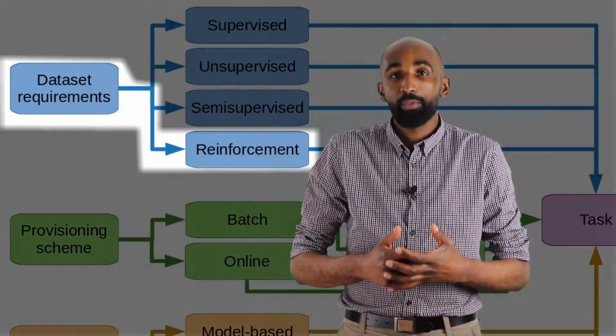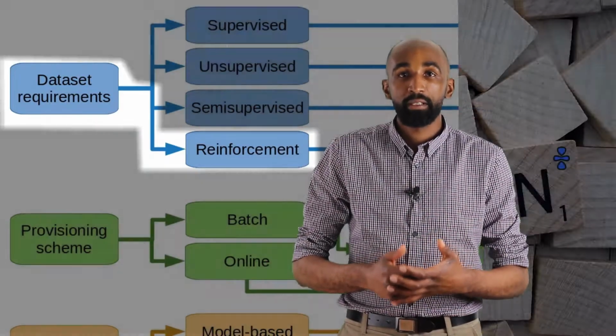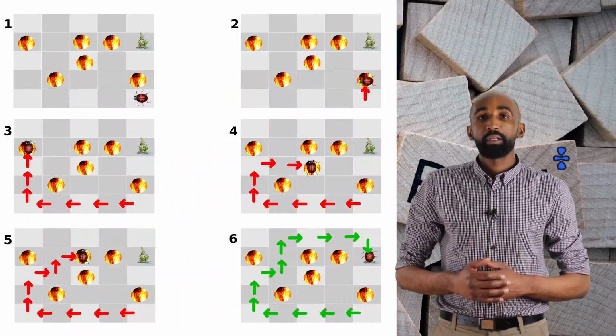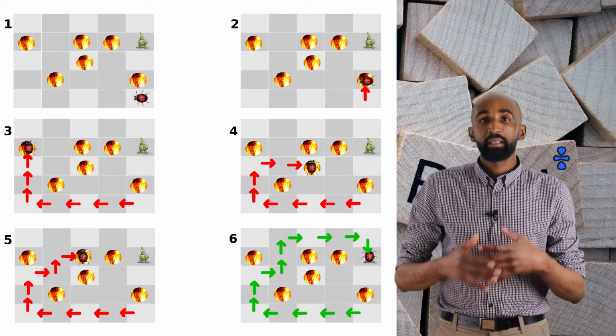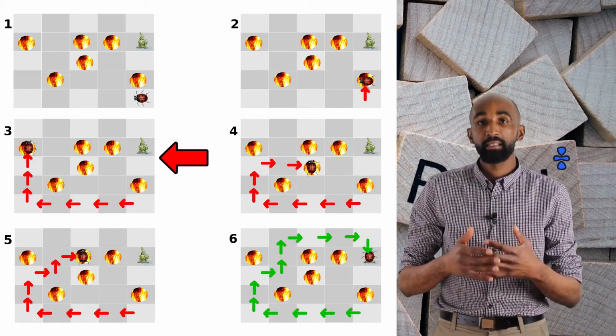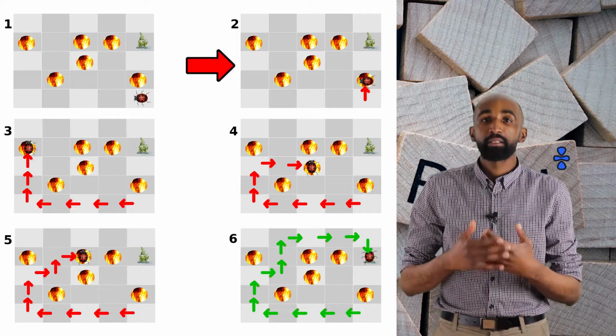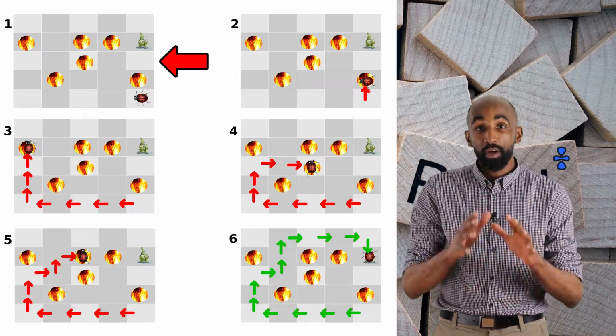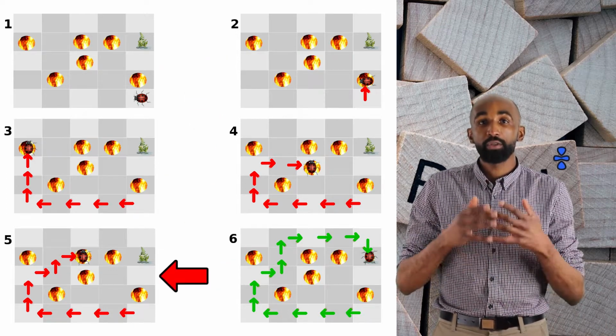Taxonomy by dataset requirements. Reinforcement learning. In reinforcement learning, no initial dataset is required. Data is collected instead by interacting with an environment. Thus, the algorithm makes its own measurements. Reinforcement learning is based on iterative enhancements in achieving a goal.